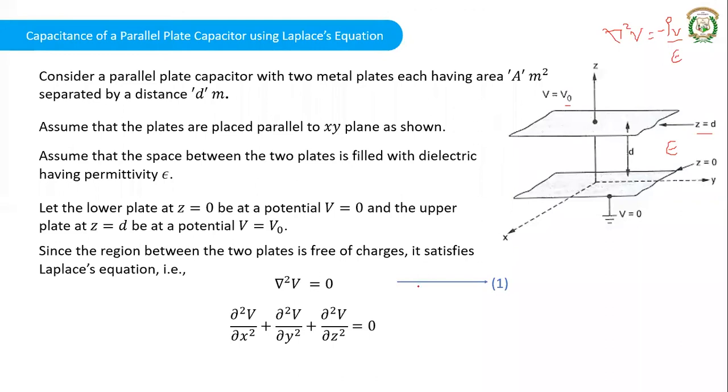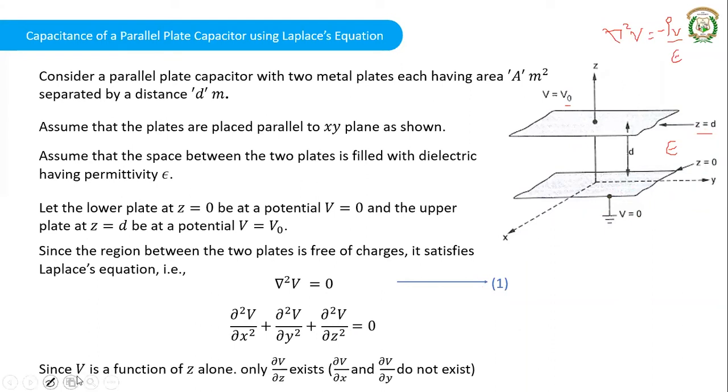Now, since V is 0 at z is equal to 0 and V is V naught at z is equal to D, that means V is varying only with respect to z, not with respect to x or y. That means differentiation of V with respect to x or y is 0. What exists is only differentiation of V with respect to z. So we say V is a function of z alone.